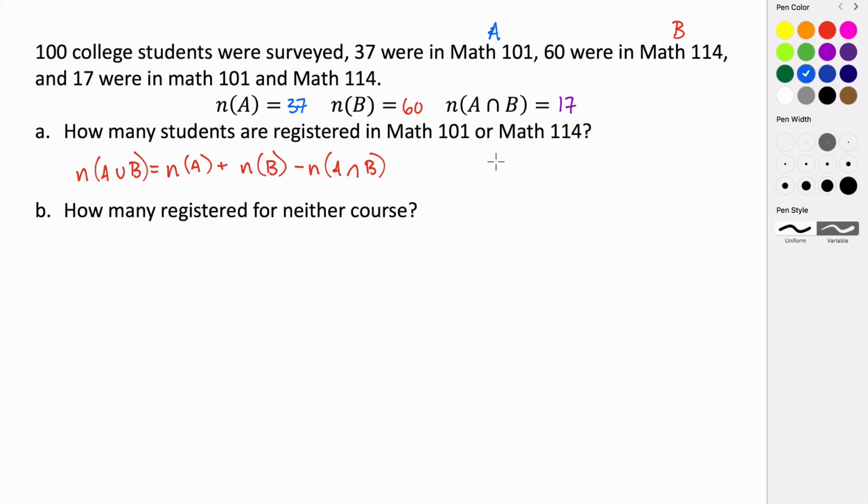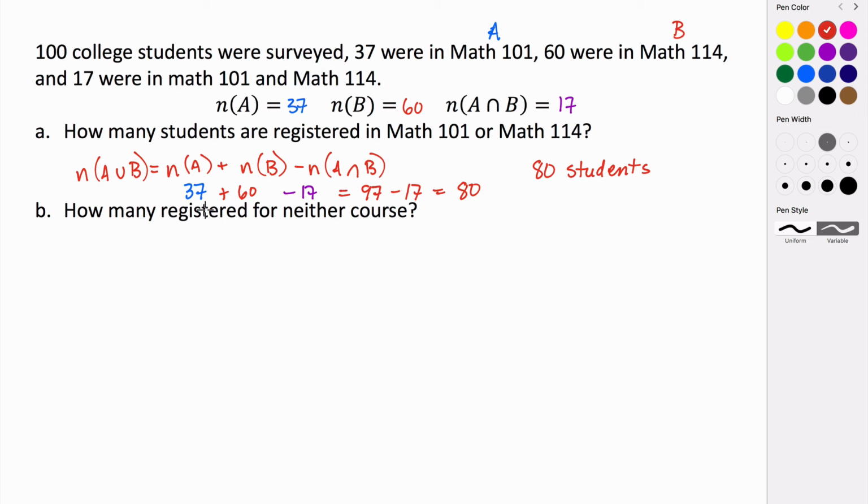So what do we end up with here? The number of elements in set A, that's 37. The number of elements in set B is 60. And the number in their intersection is 17. So when we do this math, 37 plus 60, that is 97. 97 minus 17 is going to be 80. So there are 80 students in the union of those two sets. 80 students are either in Math 101 or Math 114, or could be in both.